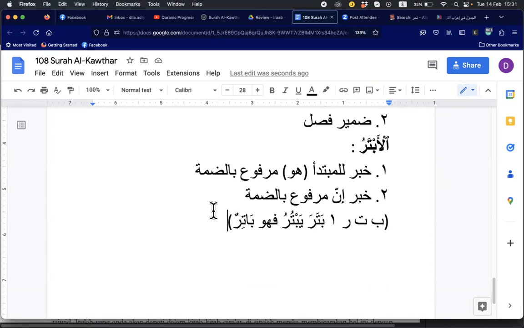This pattern is always for defects in the body. Colors also have the same pattern, right? So when you think of ism tafdil, you should think of ism sifah. Ism sifah can be colors, can be defects. When you see ism tafdil, this is the first thing that comes to your mind. But if it's not a tafdil pattern, then think of ism sifah. It should be either a color or a defect.